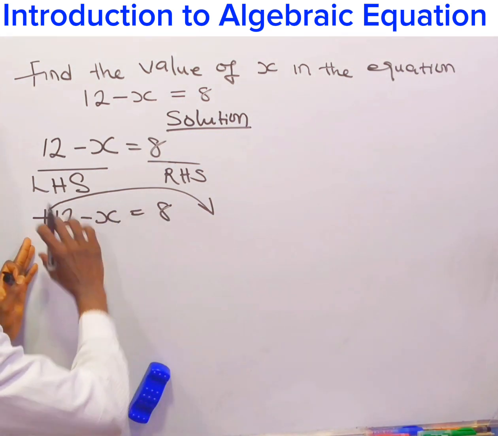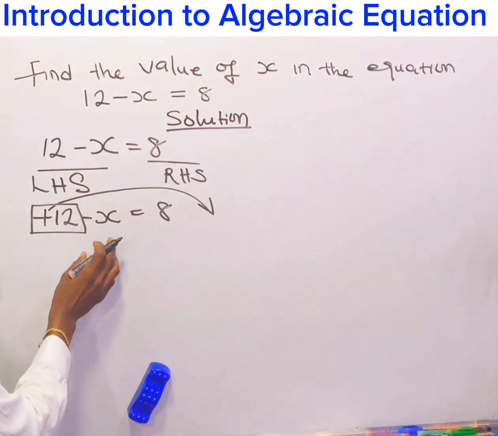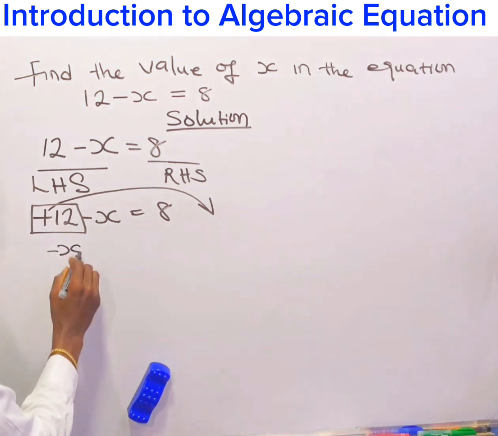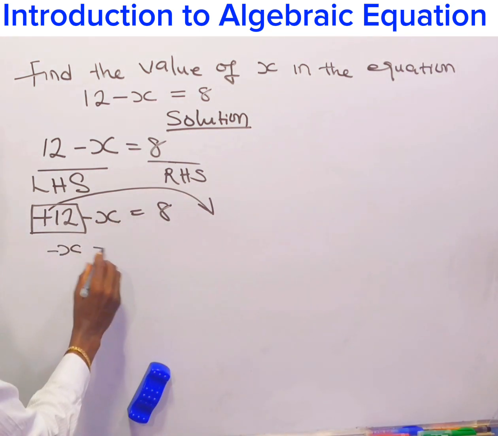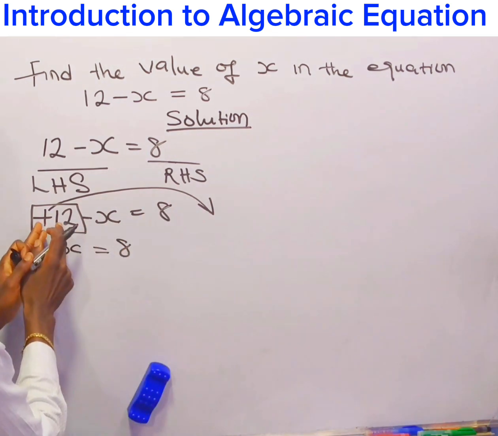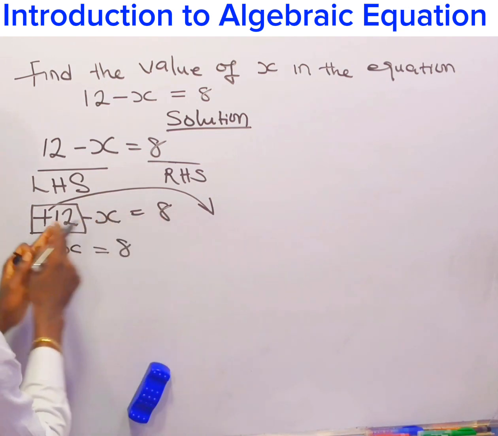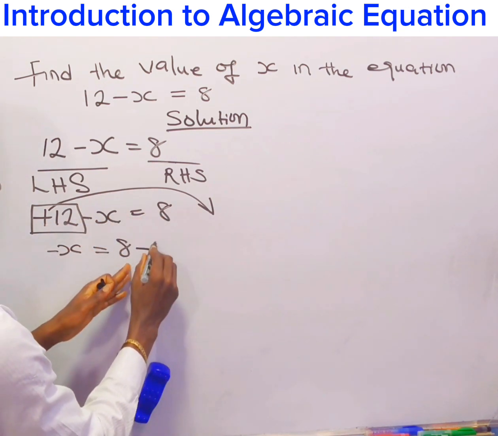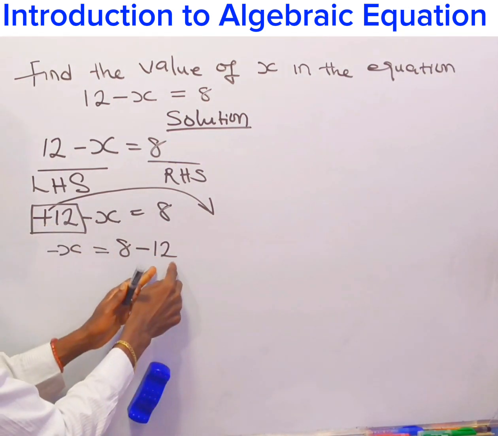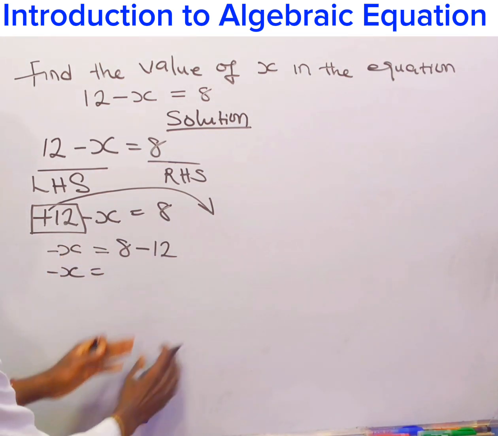Now, if positive 12 is to be moved, what do we have left on the left hand side? We have negative x, and what next? Equal to 8. Now, positive 12 is coming after 8. So positive 12 will cross the equal sign to come after 8. The positive sign will now change to negative 12. So instead of positive, it's now changed to negative. Now, negative x will now be 8 negative 12.